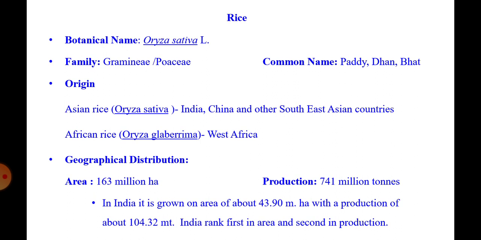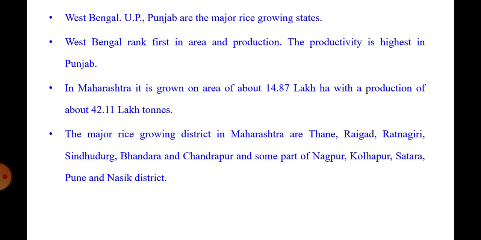As far as geographical distribution is concerned, near about 160 million hectares are under rice cultivation, which produces 741 million tons of rice. China, India, Pakistan, Indonesia are the major rice growing countries, contributing about 60% of the world's area. In India, it is grown on an area of about 43.90 million hectares with a production of 104.32 million tons. India ranks first in area and second in production.